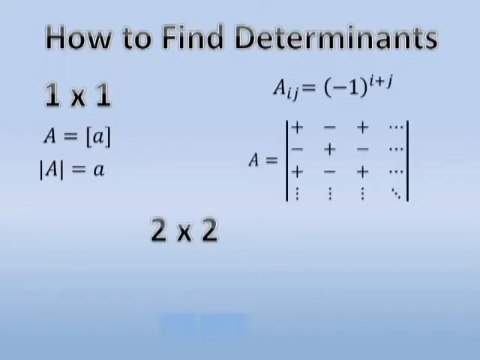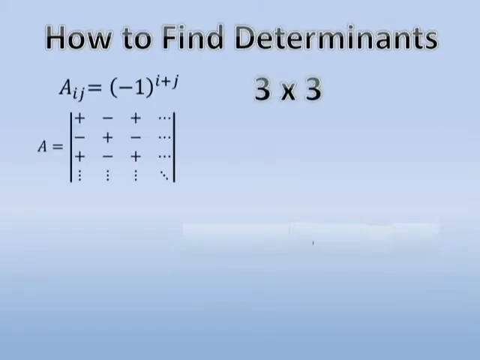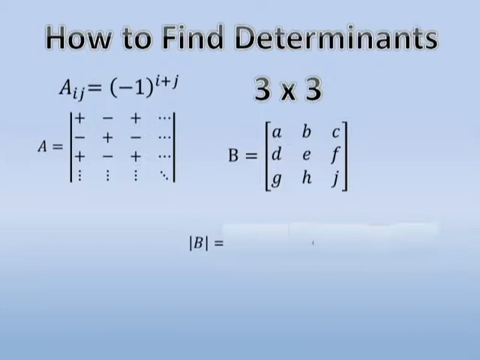To find a 2-by-2 determinant, expand along a row or column. After expanding along the first row, this gives us AD minus BC. To find a 3-by-3 determinant, expand along a row or column. Let's expand along the first row.